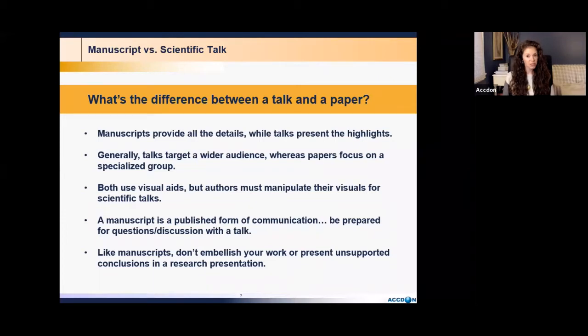A similarity between manuscripts and talks is that it is still important not to embellish your work or present unsupported conclusions in a research talk. I say this because when you give a talk, you want to be engaging, you want to have some flair to your presentation, and it's sometimes a little tempting to stretch your conclusions too far. But again, your findings are going to be exciting enough, especially if you set the stage early on in your talk, which we'll talk about today.